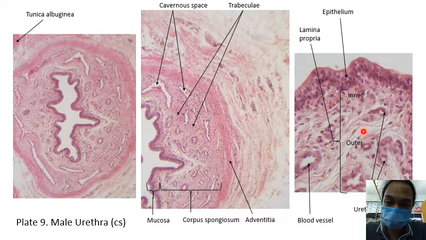You can see cross sections of glands of Littre. These are urethral glands that will coat the urethra with a mucus-like substance that will protect it from abrasion from urine, for example. And then you can see blood vessels here. And of course, this is the lamina propria.